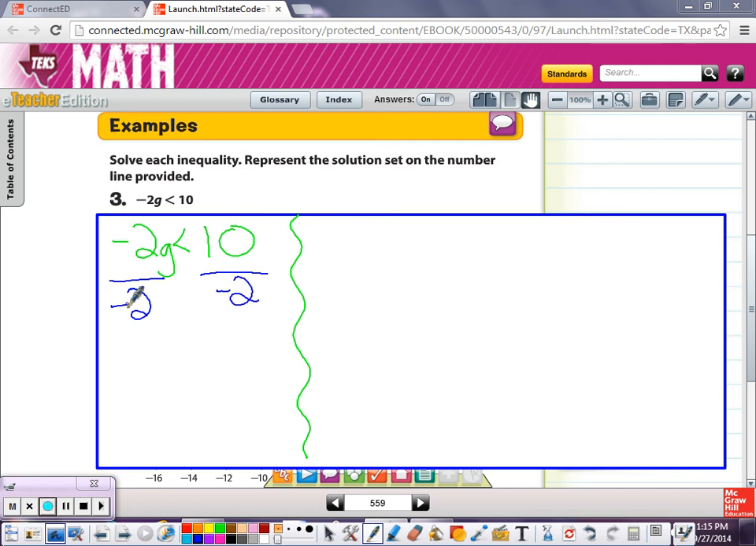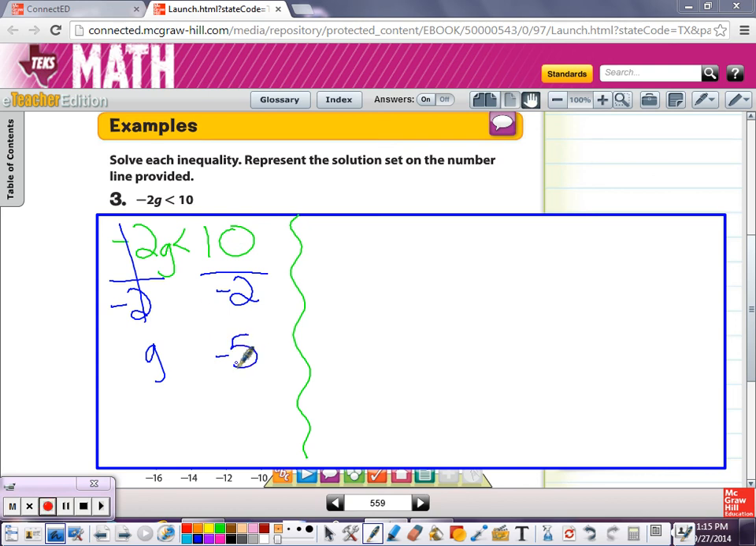Well, how many times will negative 2 go into negative 2? One time. So I'm left with just 1g. How many times will 10 be divided by negative 2? Well, let's work on our sign first. I have a 10 divided by a negative, a positive divided by a negative. That's going to give me a negative answer. 10 divided by 2 is 5.